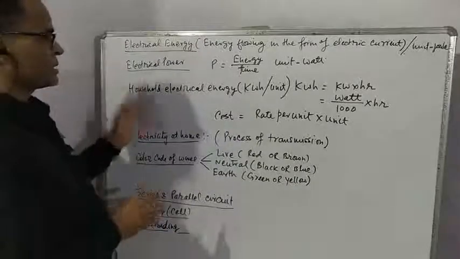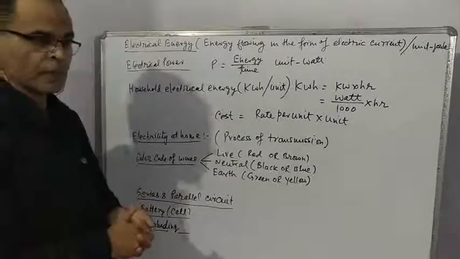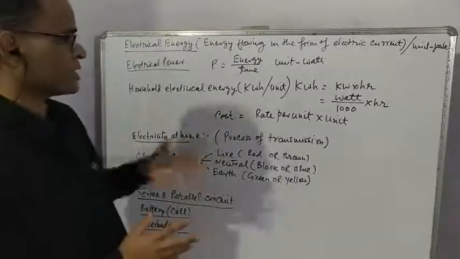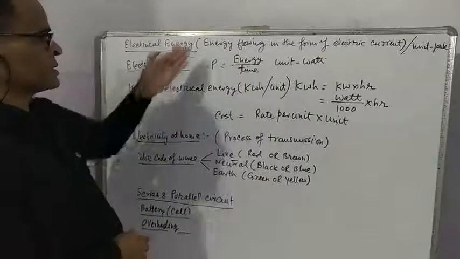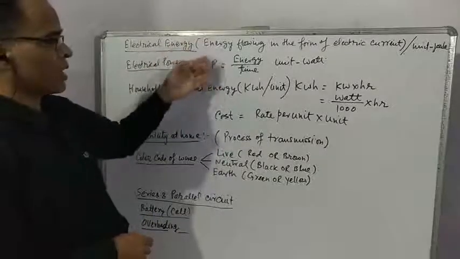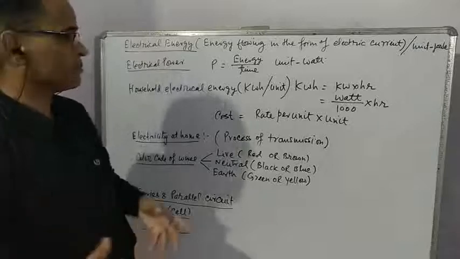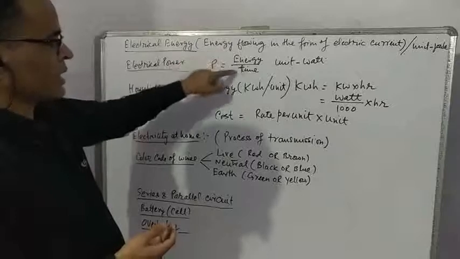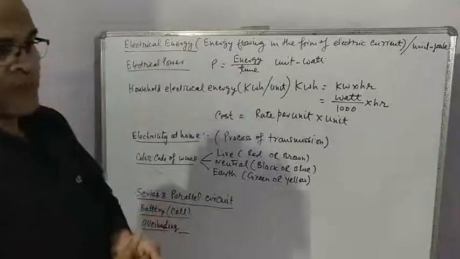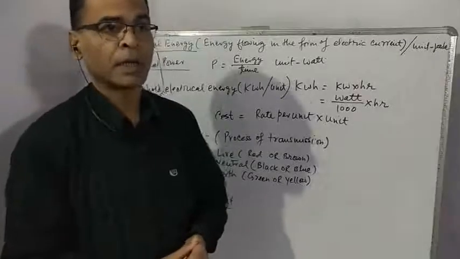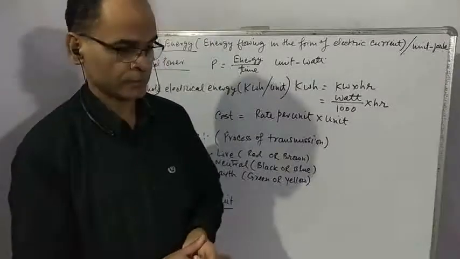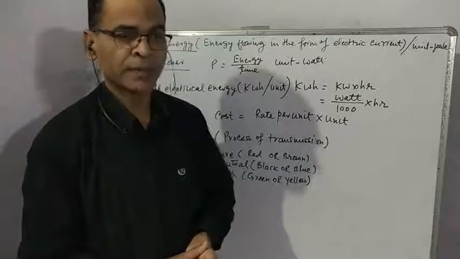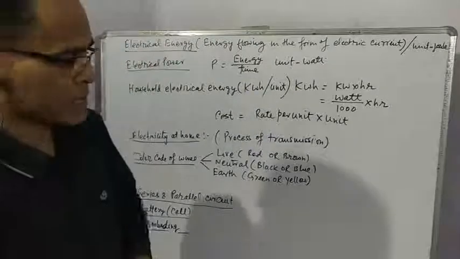In previous chapters, you have studied power. The definition of power is the same for this chapter also. Power is the rate of doing work or rate of dissipation of energy. So power is equal to energy upon time. The unit will be joule per second or watt. If a device uses 1 joule of energy in 1 second, we say that the power of that device is 1 watt.